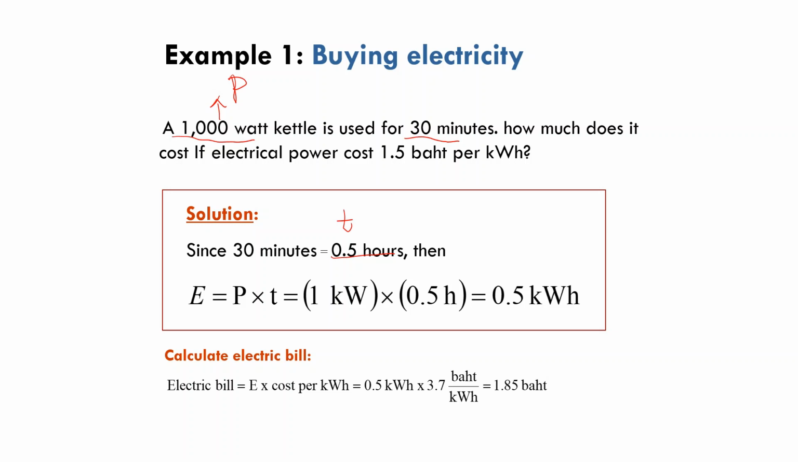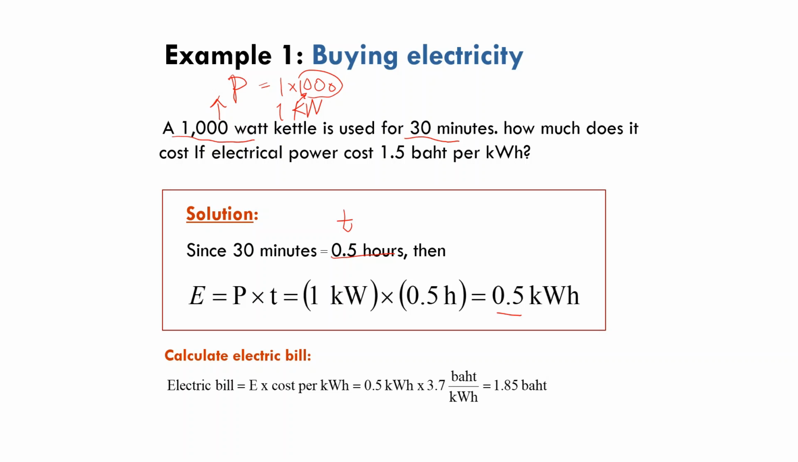First of all, you have to find E. E is equal to P multiplied by T. We have 1000 watt. We have to change to kilowatt, which means you divide by 1000. So we get 1 kilowatt. The kilo is the 1000 here. So 1 kilowatt multiplied by 0.5 hours, and we get E equal to 0.5 kilowatt hours.